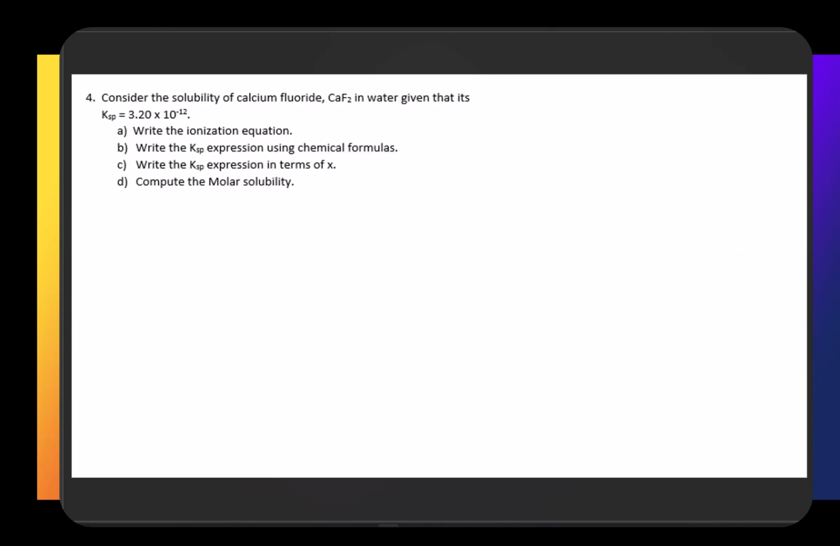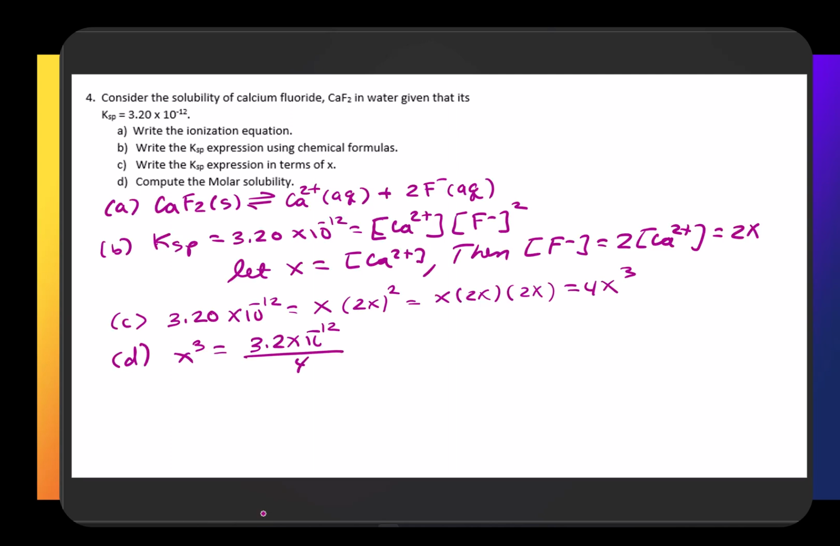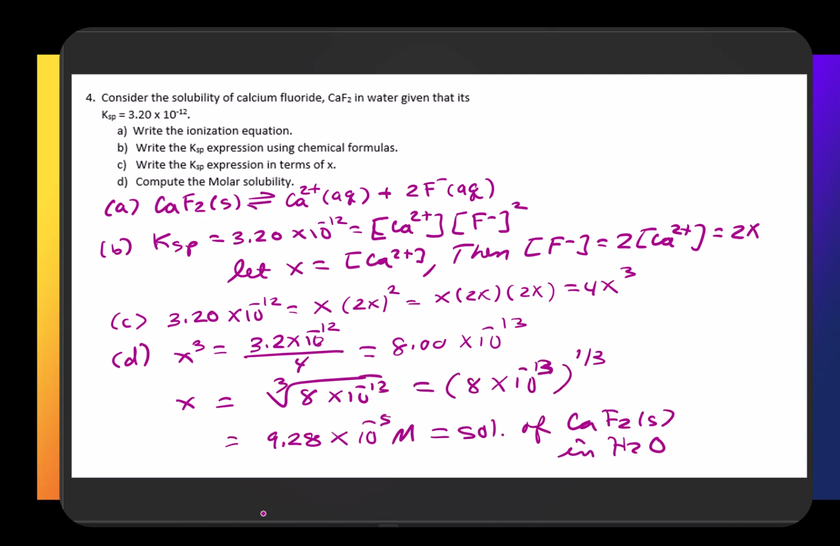All right, try this one here for fluorite, that fluorescent mineral. 3.2 divided by 4 is 0.8, which gives us 8 times 10 to the negative 13. So that's X cubed. X is going to be the cube root of that, which is 9.3 times 10 to the negative 5. We'd always check this number: we could take it and cube it, and we get this back again, so it works. Alrighty, then on the next page, you can take a look at that.